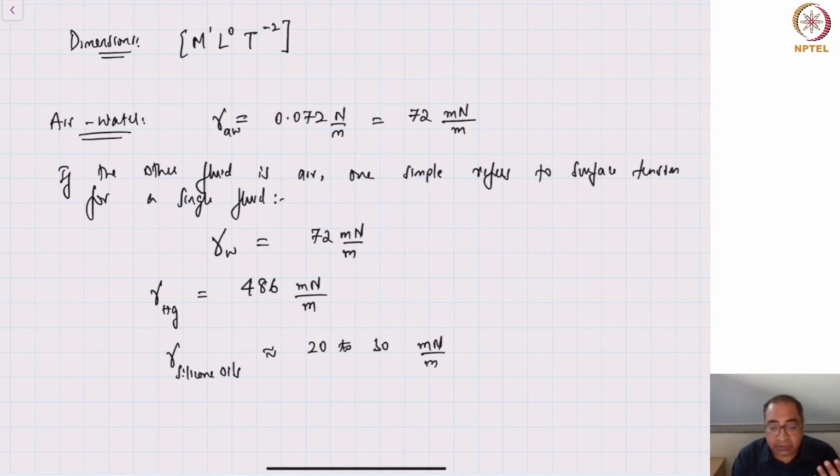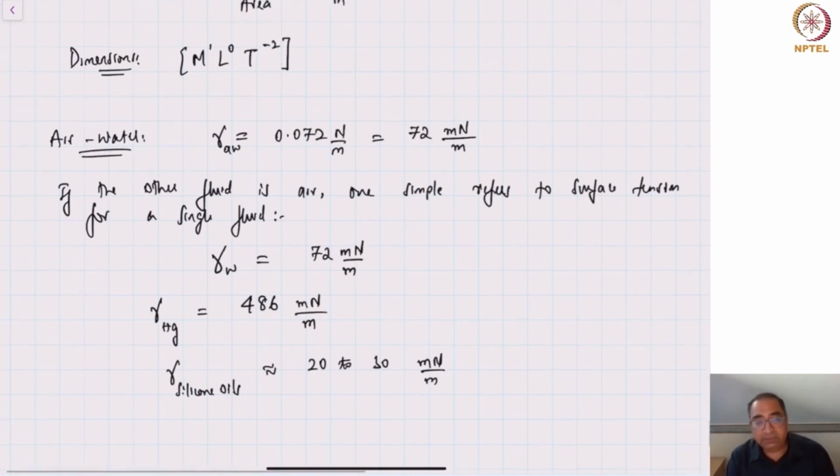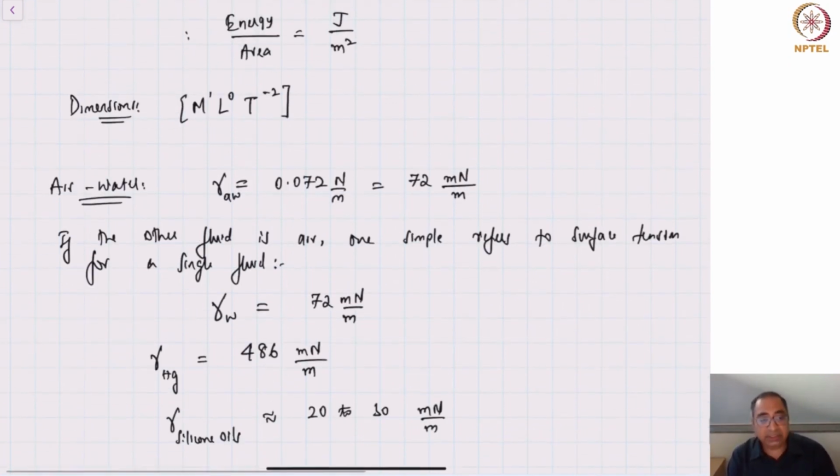There's another thing that I also want to talk about a bit later in the course, which is the common ways in which surface tension is measured. But I hope you found today's lecture interesting, and we will now look at jump conditions in the presence of surface tension.